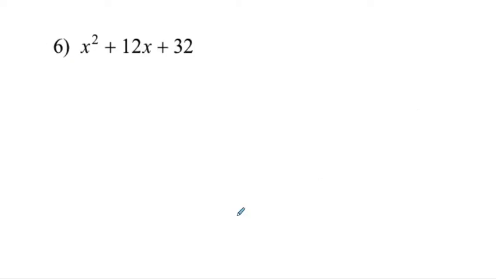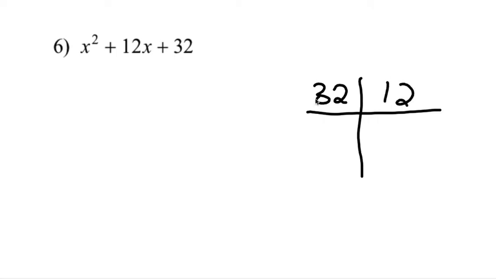Okay, number 6. No GCF. Our first term is a variable squared, so we can just jump right into our table. 32 and 12. Since our last number is positive, that means our signs have to be the same, either both positive or both negative. How do we know which one it is? Again, we always look to our middle sign to answer that second question. Since this is positive, that means they're both positive.